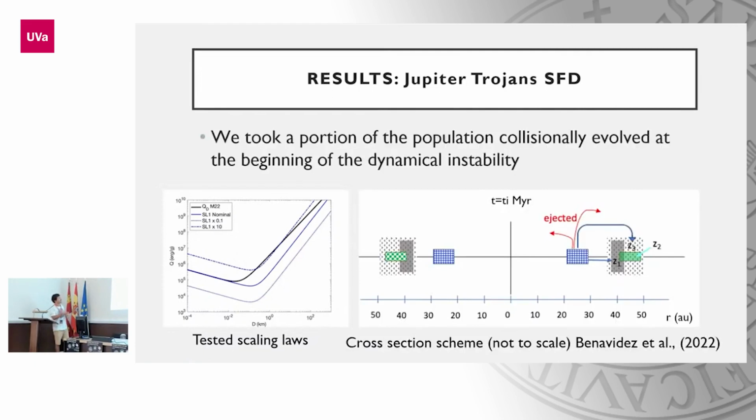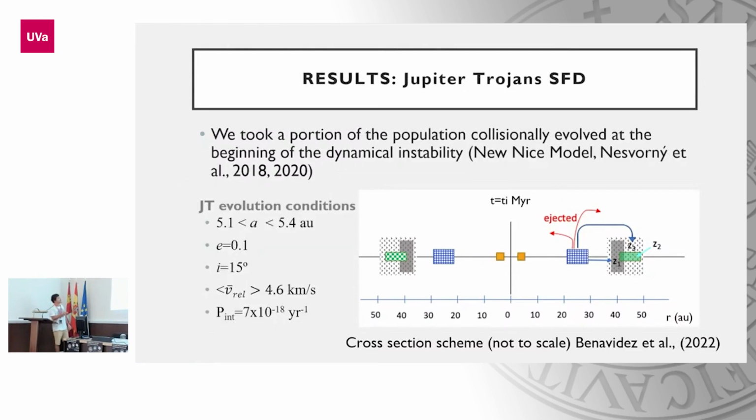And then for the evolution of the population, we took a portion of the population collisionally evolved from the transplanetary disk at the beginning of the dynamical instability. What this means is that we started by evolving the transplanetary disk until the instability of the giant planets, in which Neptune penetrates this disk and ejects bodies both outward and inward.